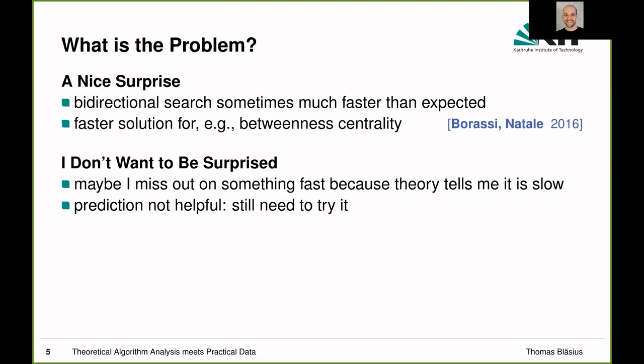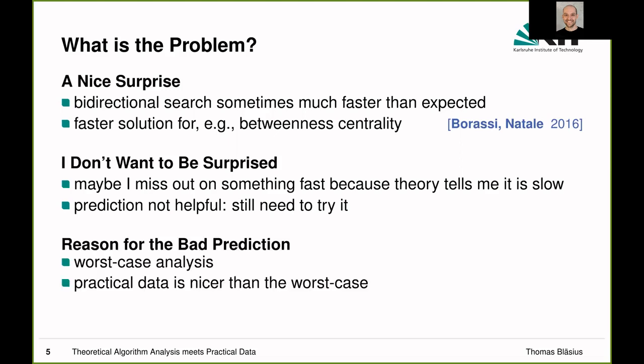Okay, so the predictions are wrong. The question is, why are the predictions wrong? Well, the prediction is based on a worst case analysis, at least in the example I showed you earlier. There are instances where we need to look at the whole graph, so we have a running time that's linear in the graph size. But the real world might be nicer to us, so the practical data might be nicer than the worst case. And if this is the case, then the prediction can be off.